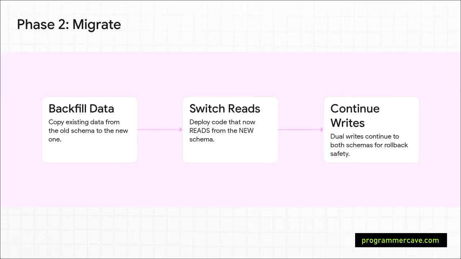All right, phase 2, migrate. This is where the heavy lifting happens. First, you run a background job, maybe a simple Go worker, to copy all of your old historical data from the old schema over to the new one. Once that's totally finished, you deploy another code change. Now your application starts reading from the new schema. The dual writes are still happening, so the old schema is basically a live, real-time backup ready for you to switch back to in an instant if anything looks weird.